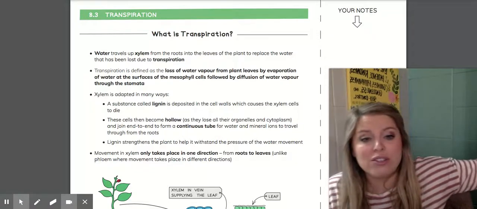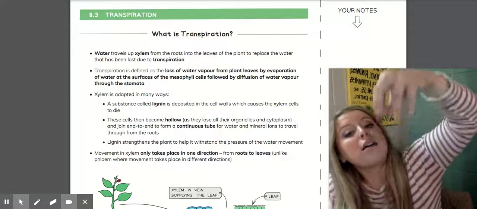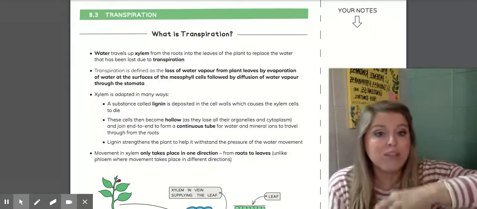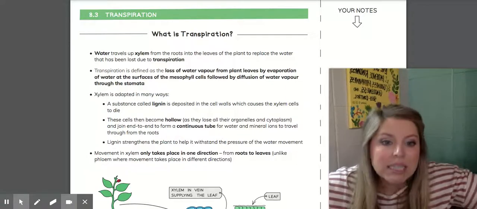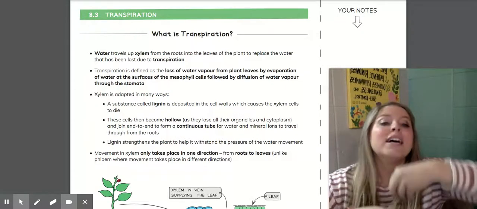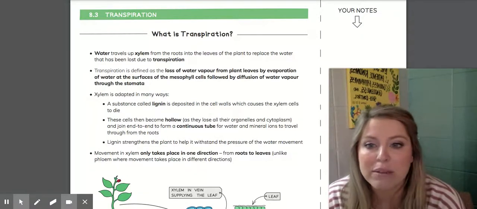Literally, we call this the transpiration stream, because water is pulled from the roots up through the stem and out the leaf, like you would drink a drink and suck the Coke or sweet tea or whatever. For me, it's my coffee, up through the straw. So it's the same concept of how water is moving throughout a plant.